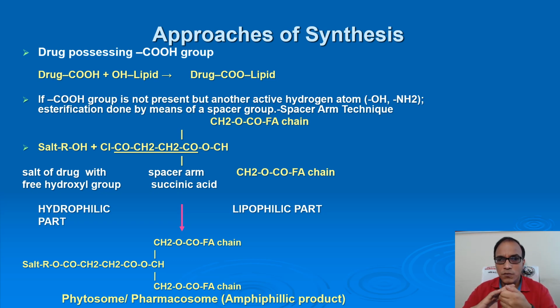So what will you do, you will use a spacer chain, like a spacer arm of succinic acid, you will add, and then the hydrophilic part and lipophilic part will be combined with the help of the spacer arm chain, and they will form a stable amphiphilic product in the form of a drug lipid complex. You can call it phytosome or pharmacosome depending on the drug used. Okay.